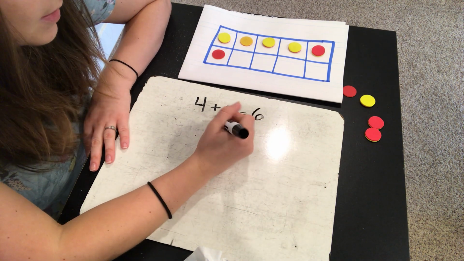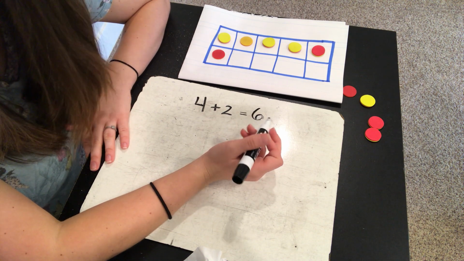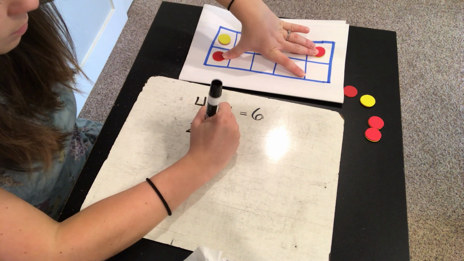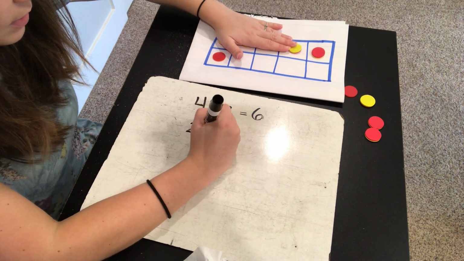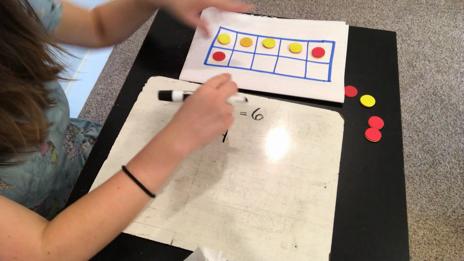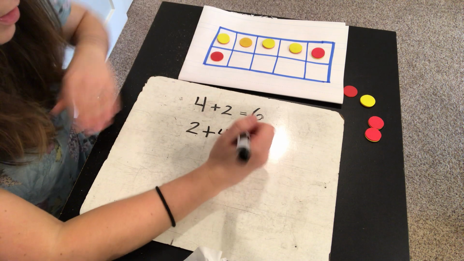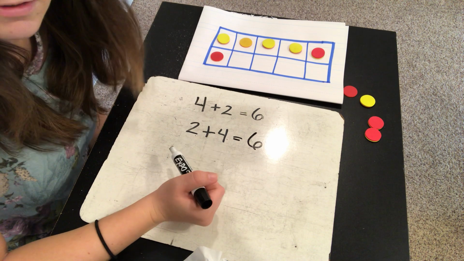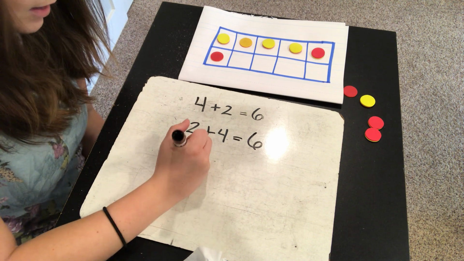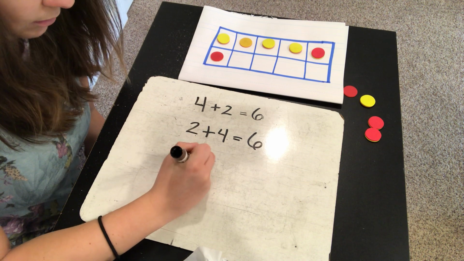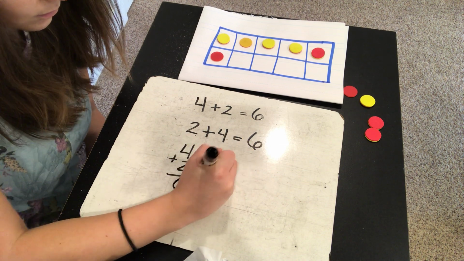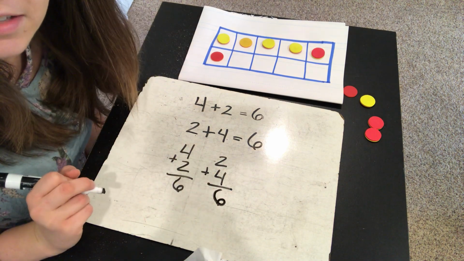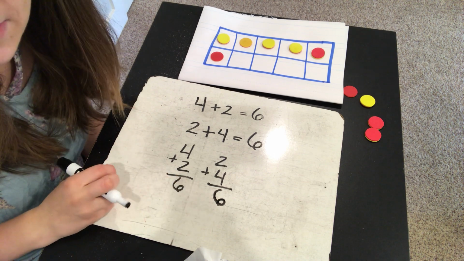Did you know that you can write this number sentence in a different order and it still be correct? I could write the 2 in first, so I could do 2 plus 4, and no matter if I write this first or this first, it still equals 6. So I can write 4 plus 2 equals 6, or 2 plus 4 equals 6. It's still correct. I can write it vertically. Sorry, I'm trying to write sideways, so sometimes my numbers may look a little weird. I can write it either one of these ways, and it's still correct.